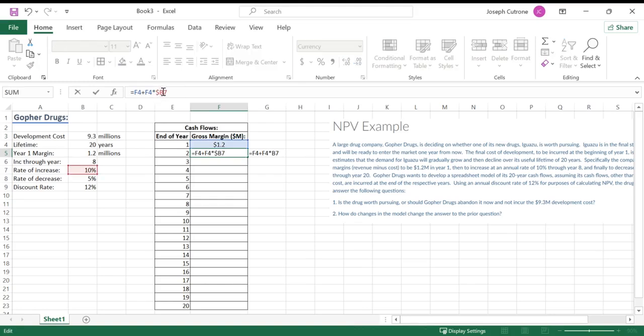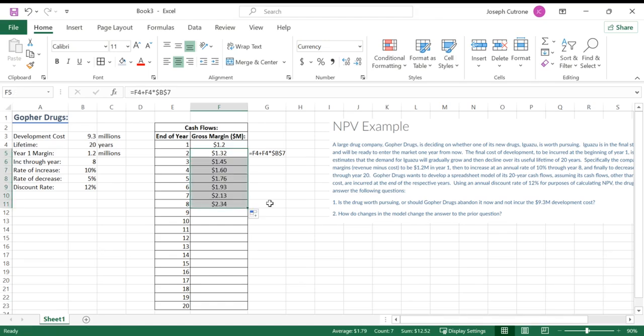We need to put the dollar signs or the absolute referencing on B7. When I do that now, I can drag down to 8, and you see this nice, manageable, reasonable 10% growth across the board. So fantastic. I just have to be careful to drag it all the way down to 8. I don't want to go past that. It tells me it increases through year 8, and then after that, for years 9 through 20, I'm going to decrease. So now I need to start to decrease this thing.